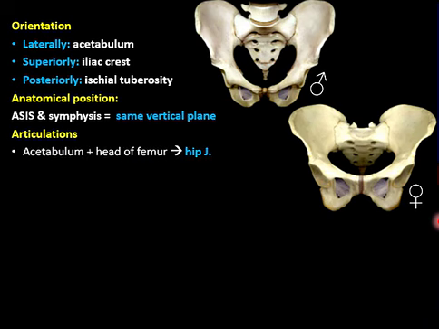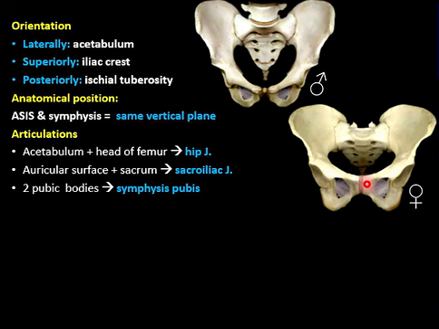Regarding the articulations, I said that the acetabulum articulates with the head of femur to form the hip joint, a very stable joint. The auricular surface of the ilium articulates with the auricular surface of sacrum to form the sacroiliac joint. And the two bodies of pubis articulate by a secondary cartilaginous joint called the symphysis pubis.